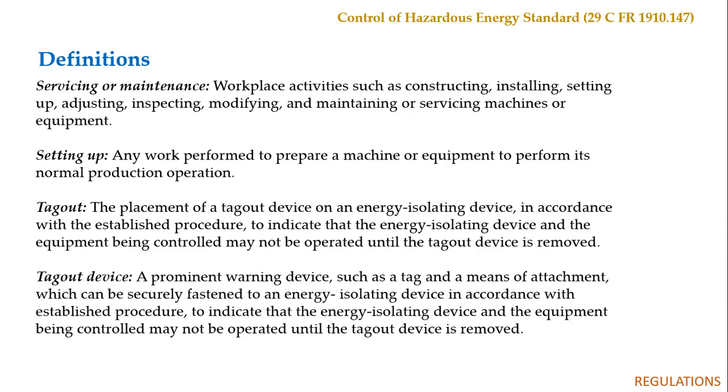So what do we mean by the tagout device? A prominent warning device such as a tag and a means of attachment which can be securely fastened to an energy isolating device in accordance with the established procedure, to indicate that the energy isolating device and the equipment being controlled may not be operated until the tagout device is removed. So basically, a tagout device is a warning device, and a tagout means placing the tagout device on an energy isolating device.